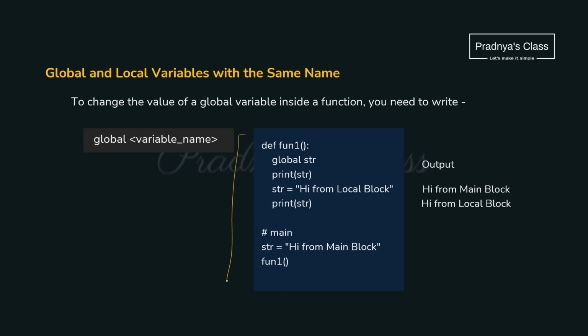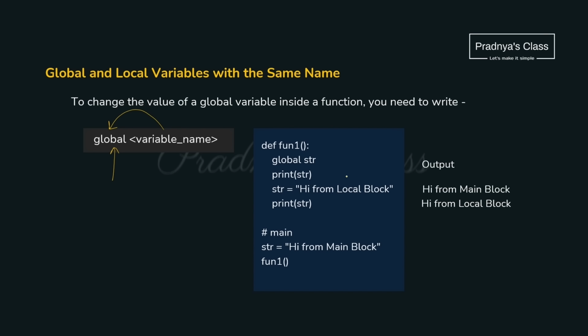Look at this example. We have one global variable as well as one local variable. And if I want the value of the global variable inside the block, you know what will happen? The function will give priority to the local variable, not to the global one. In that case, you will be using the global keyword. If you use the global keyword in front of the variable name, it will consider the global variable.